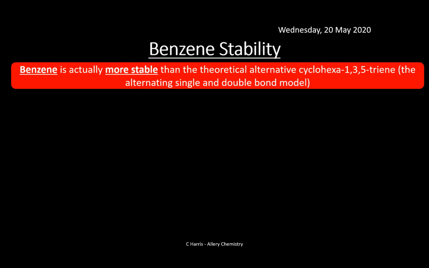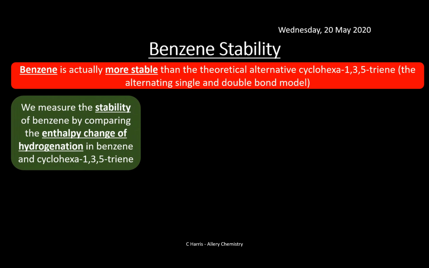Okay, so Kekulé said that you had these three double bonds and they alternated around. So we're basically going to prove in this case that we do actually have a delocalized system and not three double bonds. We don't have three double and single bonds. So all to do with bond enthalpy. So we measure the stability of benzene by comparing the enthalpy change of hydrogenation in benzene and in cyclohexa-1,3,5-triene. So basically, hydrogenation is adding hydrogen to a molecule. And of course, we can do that with alkenes, and you will have seen that in the alkenes topic as well, where we can add across a double bond. So we can measure the energy change for that.